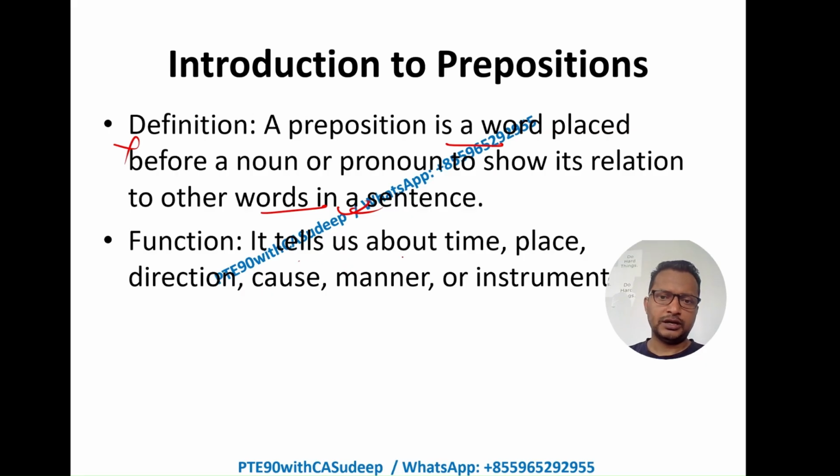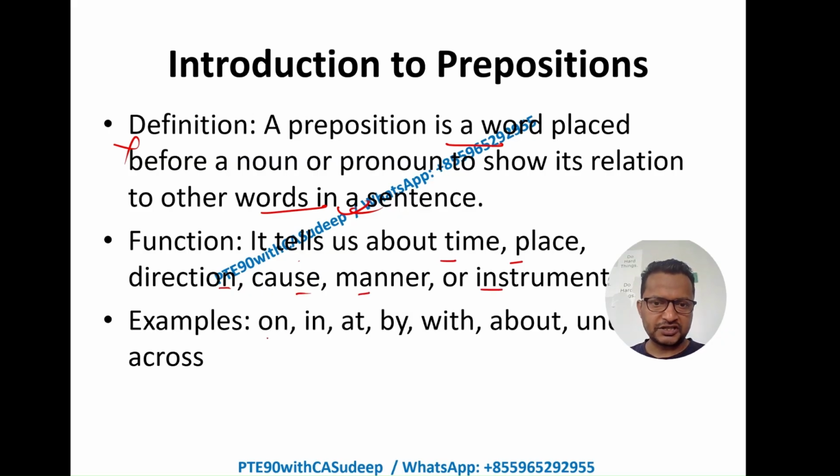This is important. It talks about time, place, direction, movement, cause, manner or instrument. Generally the examples are in, on, at, by, right? These are the most common examples. For example, if there is a table and there's a book on the table, what will you say? The book is on the table or in the table? The book is over the table or beside the table. Depending upon the context, we use these prepositions. So we will learn their implications.